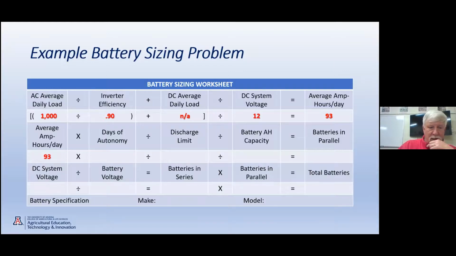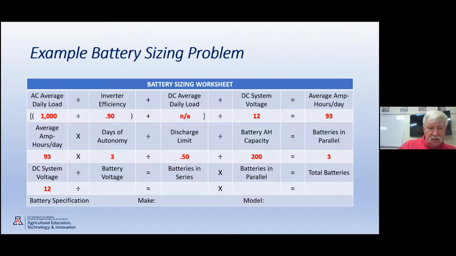I take that 93, bring it down here on the chart, and multiply it by the days of autonomy. Again, that's how many days we want the batteries to provide us power without having to rely on the solar photovoltaic array to recharge. My discharge limit is 0.50, and our battery amp hour capacity is 200, which we got by selecting the 6 volt batteries. So it tells us I'm going to need 6 of these batteries wired in parallel to get the amp hour capacity I need for 3 days at 50%.